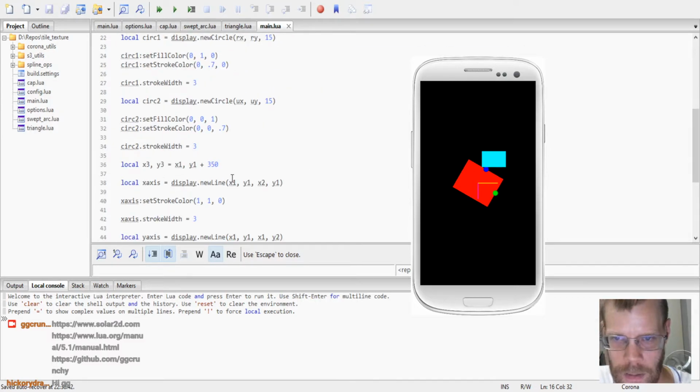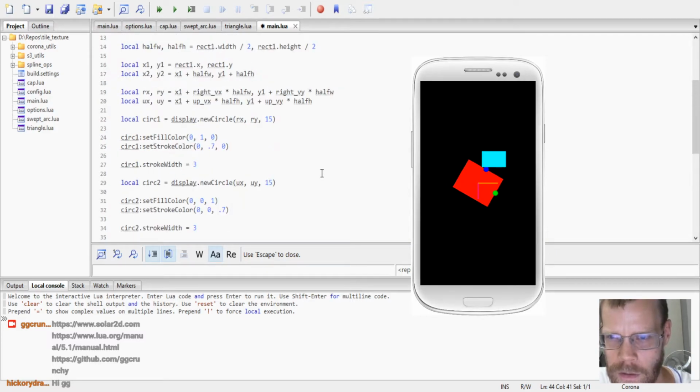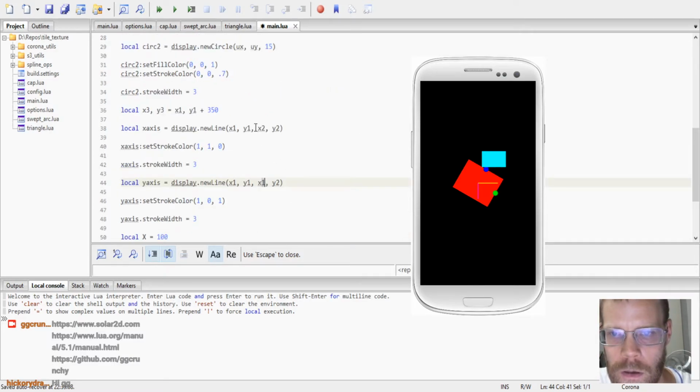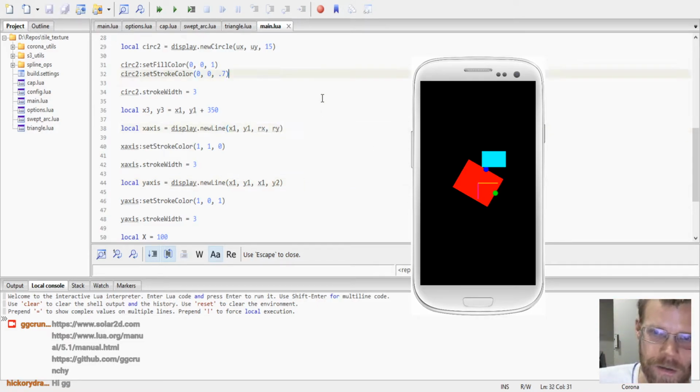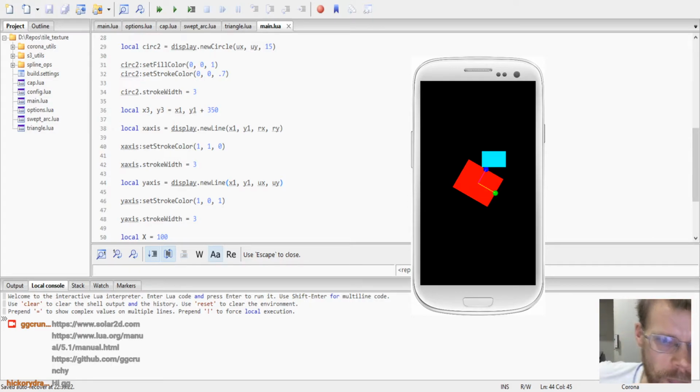Now we'll fix those lines. We want the x-axis to follow the 2's, and the y-axis will be, what did I call these? I don't have anything for it yet, do I? Rx. Oh, I want Rx, that's what I want. Okay, so the x-axis goes from the center to Rx, and the y-axis should go from the center to Ux. There we go. So now these are respecting our rotation.